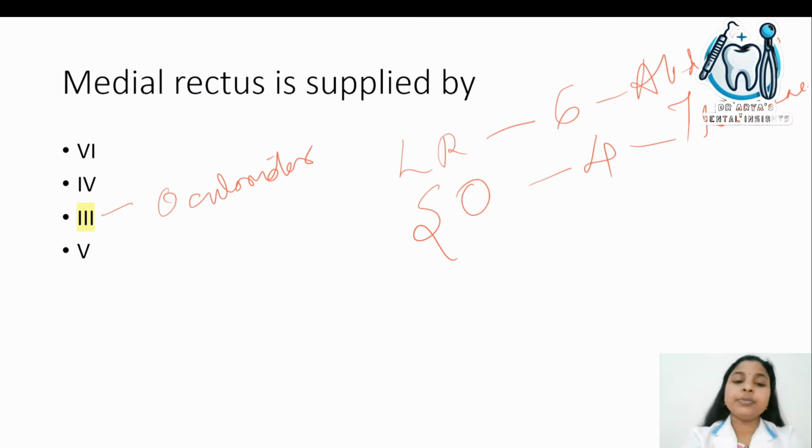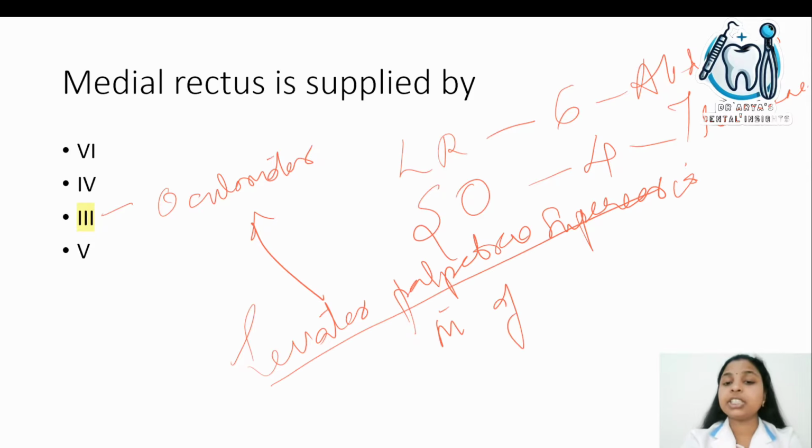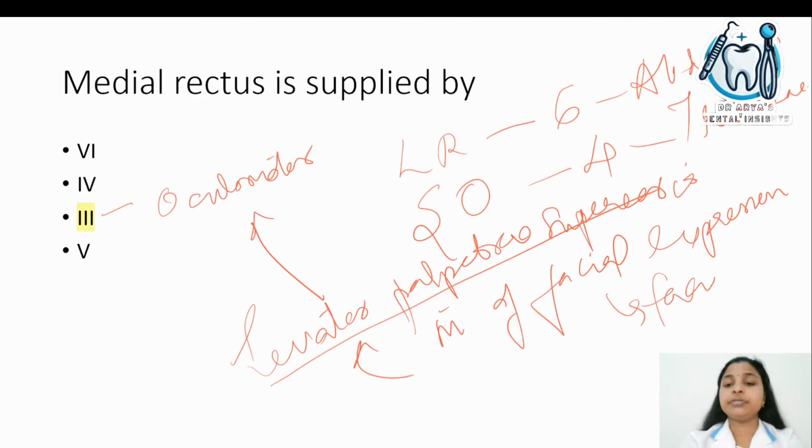And also levator palpebrae superioris is a muscle which is supplied by the oculomotor nerve. But this is a muscle of facial expression. So muscles of facial expression, except levator palpebrae superioris, are supplied by the facial nerve. Which is the facial nerve? Yes, it is the seventh nerve.